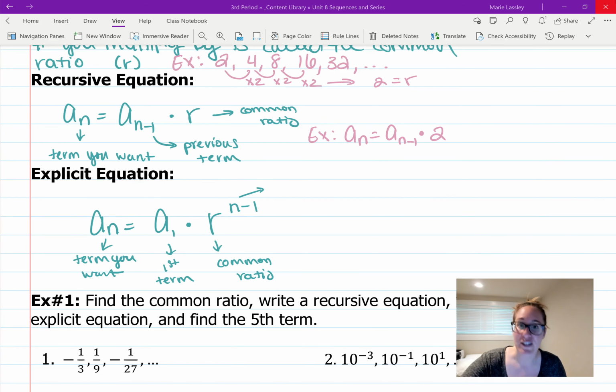So are you looking for the 50th term? Are you looking for the 12th term? That's n. So n is your term number. All right. So that is your explicit equation setup.